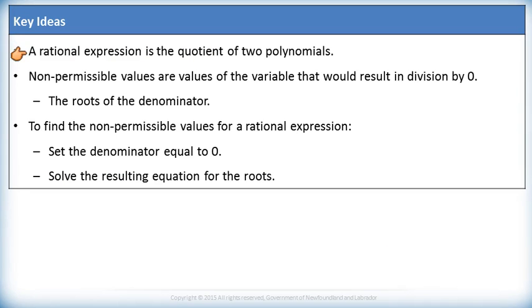In conclusion, a rational expression is the quotient of two polynomials. Non-permissible values are values of the variable that would result in division by 0. They are, in other words, the roots of the denominator. And to find the non-permissible values for a rational expression, set the denominator equal to 0 and solve the resulting equation for the roots.